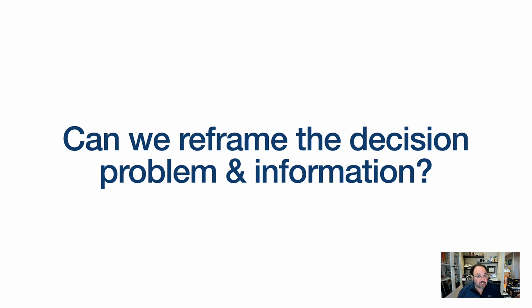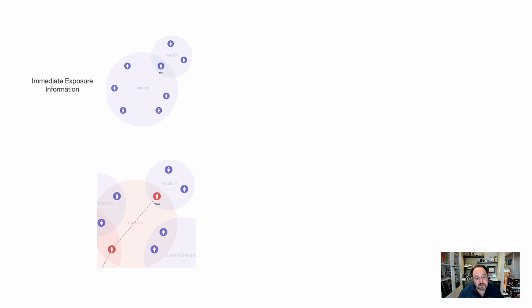So the question is actually, can we reframe the decision problem and the information required for it to overcome some of these issues? And I think the answer is yes. Here's what we typically have. You've got your family, you've got your friends. You're really only tracking your 1 degree of separation exposure, anyone you've had actual contact with, and that gives you immediate exposure information.